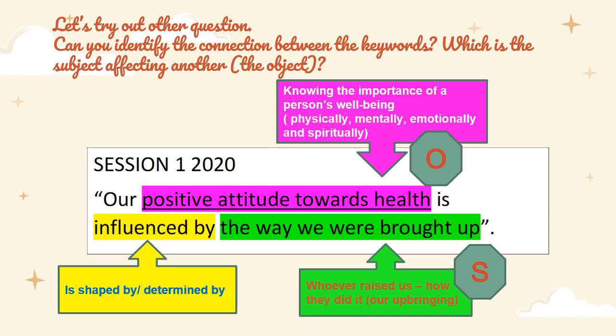Positive attitude towards health means knowing the importance of a person's well-being. We know that we must be healthy, and we have to practice a healthy lifestyle here. That is the positive attitude towards health. It could be physical, mental, emotional, and spiritual well-being. We are having this attitude, knowing the importance of this particular health, a healthy lifestyle.